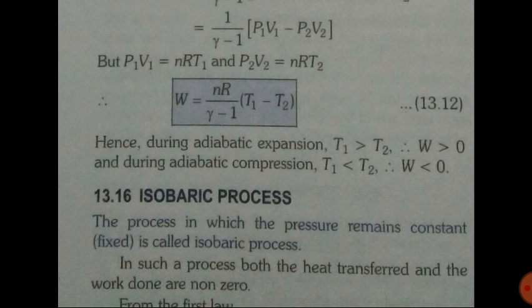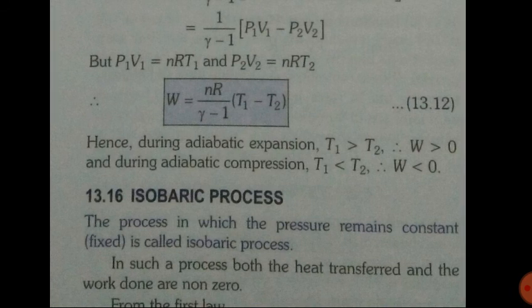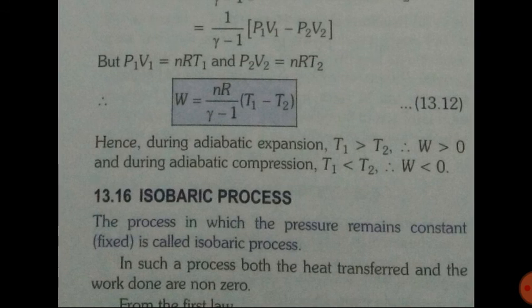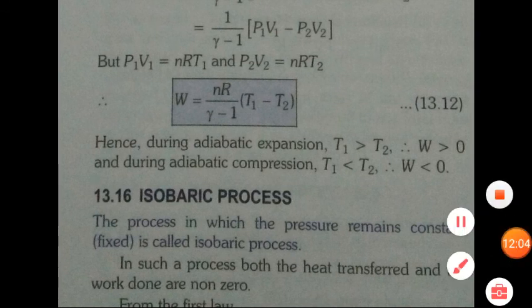So we have discussed the isothermal process and the adiabatic process. Now the third one is the isobaric process. The process in which the pressure remains constant is called an isobaric process. In such a process, both the heat transferred and the work done are non-zero. That means there must be some transfer of heat and some amount of work done in the system. That is the isobaric process.